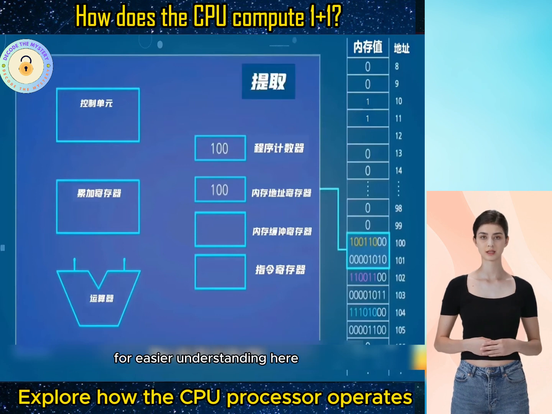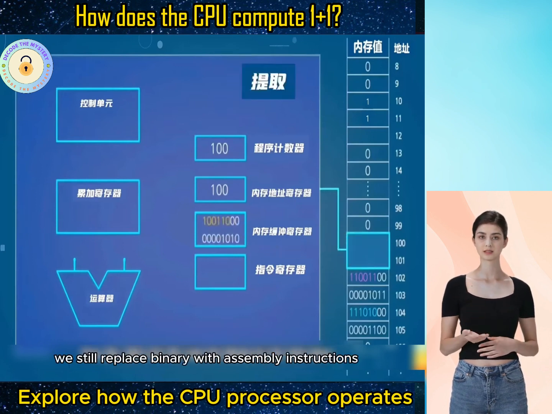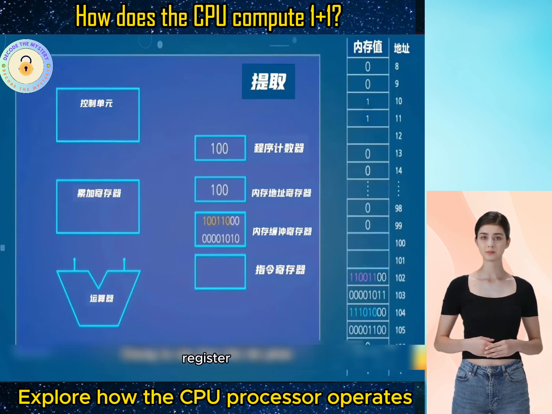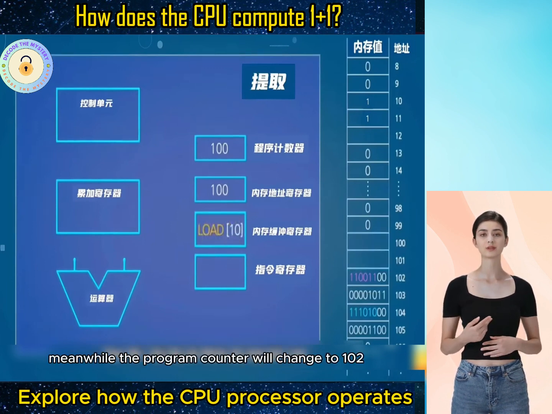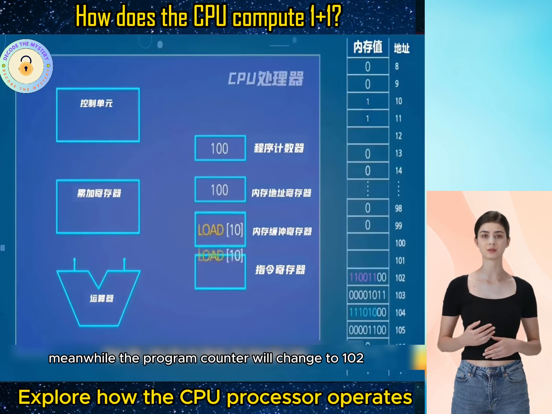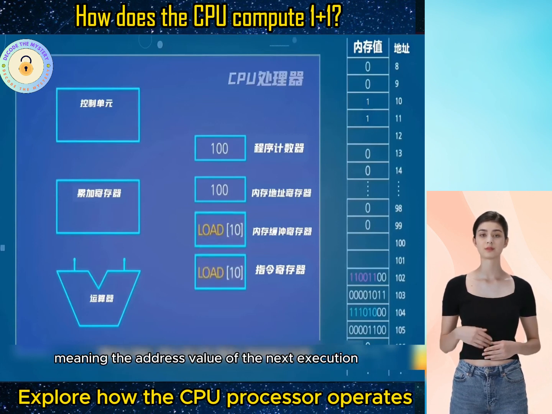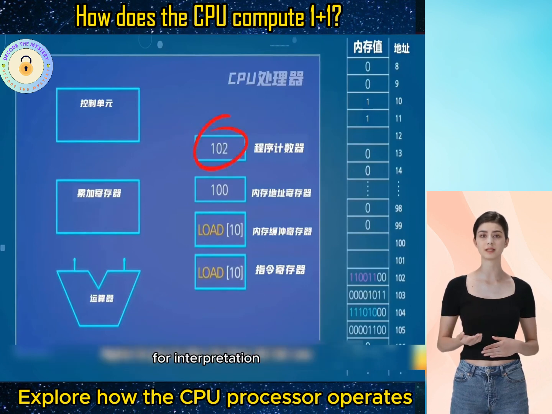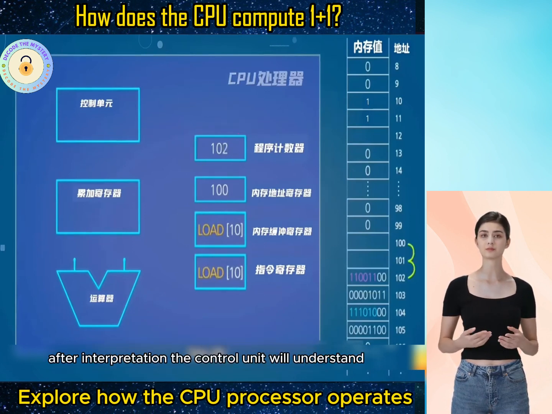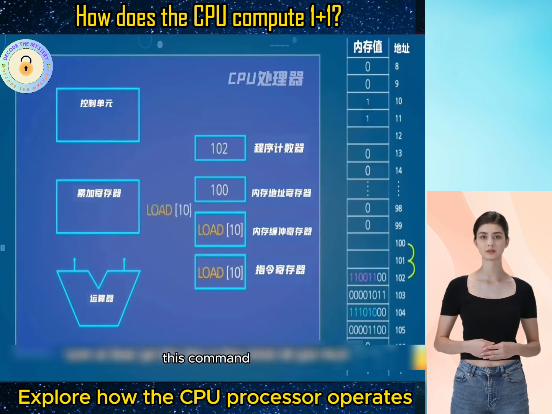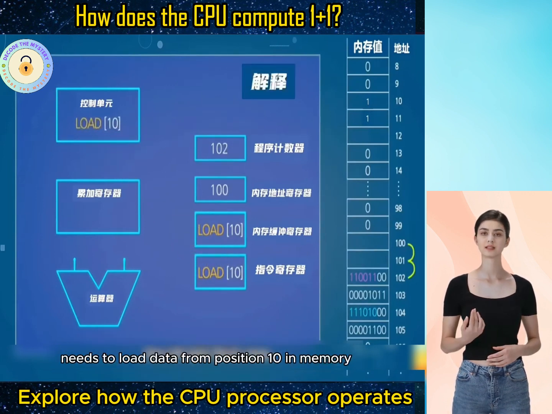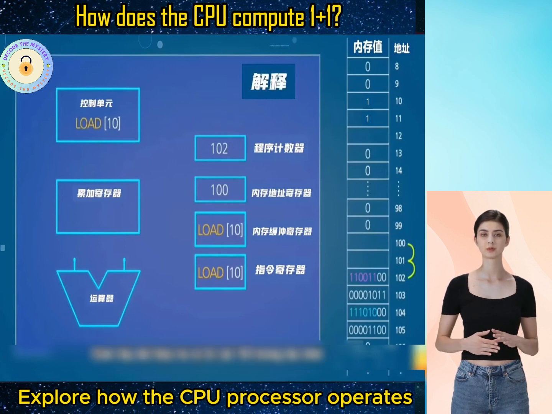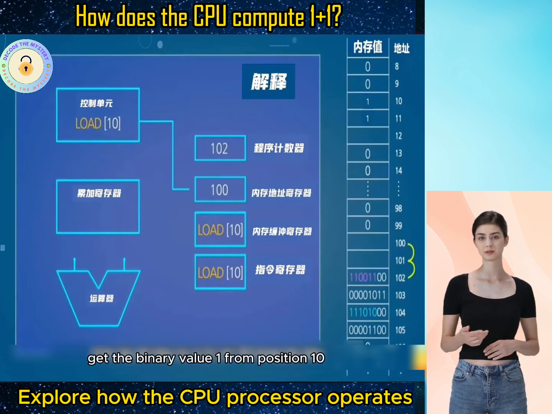For easier understanding, here, we still replace binary with assembly instructions. Then the instruction will be moved to the instruction register. Meanwhile, the program counter will change to 102, meaning the address value of the next execution. Then, the command will be sent to the control unit for interpretation. After interpretation, the control unit will understand this command needs to load data from position 10 in memory. Then, the control unit, through the memory address register, gets the binary value 1 from position 10.